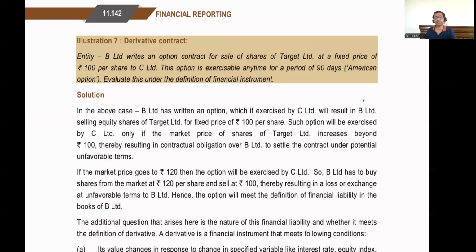Let's now look at illustration number 7. Entity B Limited writes an option contract for sale of shares of Target Limited at a fixed price of rupees 100 per share to C Limited. So basically, B Limited is writing the option.